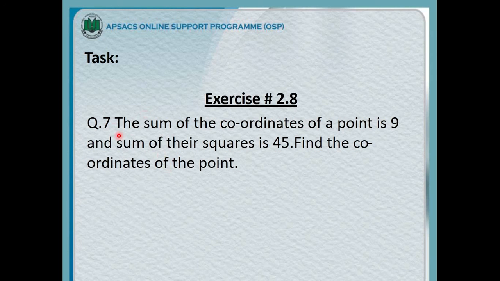Now, students, you have to solve question number 7 of exercise 2.8 on your own.